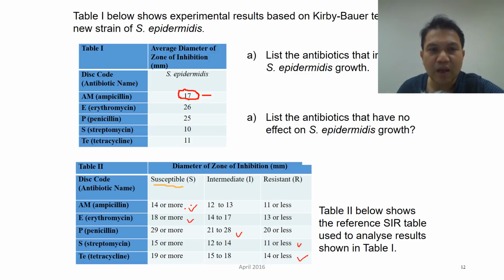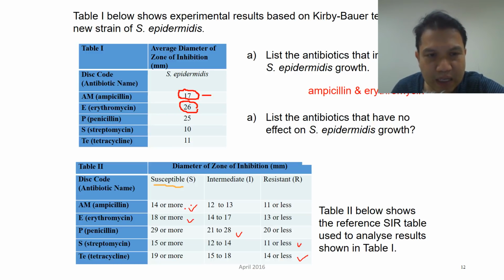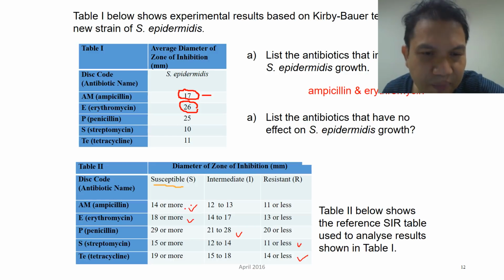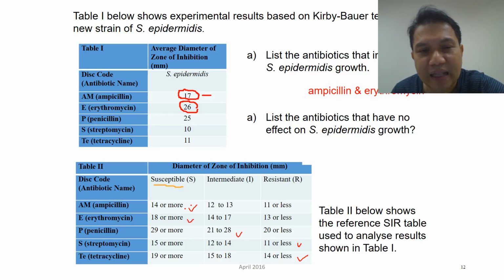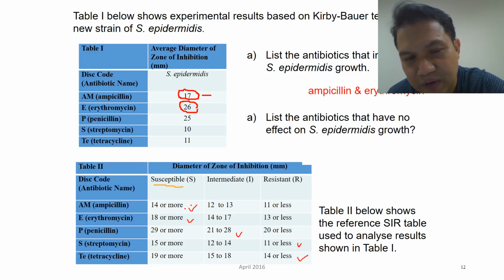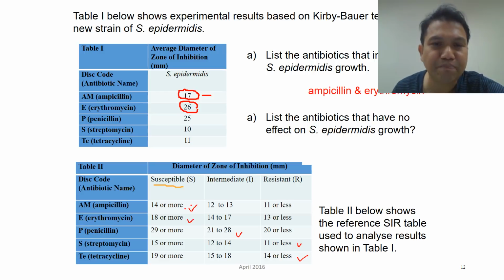Okay. What about erythromycin? Up here in table 1, it shows 26, am I right? It is a good zone of inhibition. But what about table number 2? It says if it's 18 or more, it means it's susceptible. So can you give it? Yes, because your rating from table 1 shows that it is 26, and it requires 18 or above. 26 is definitely above, so that means you can give erythromycin as well. Isn't it wonderful?